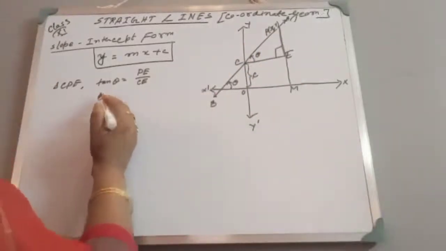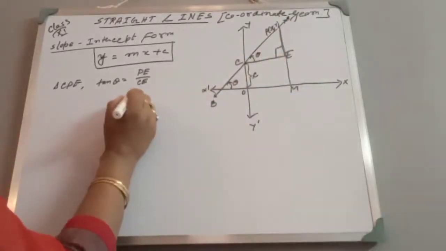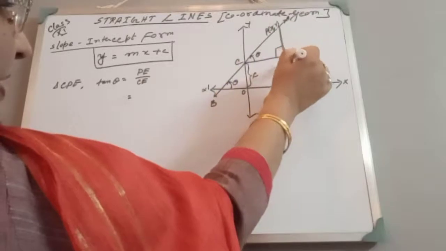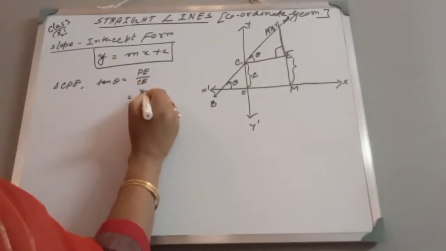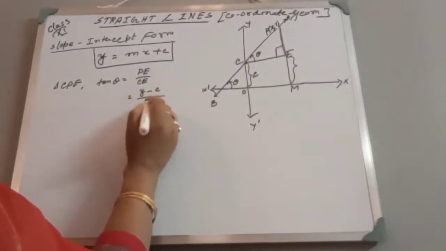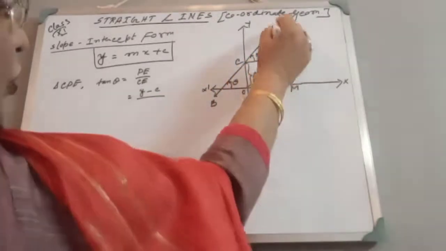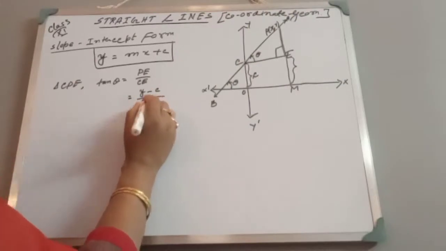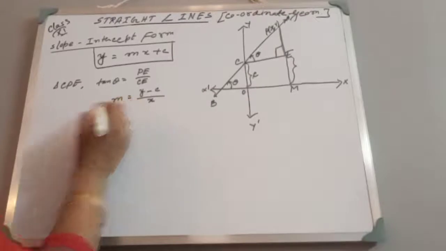So tan theta equals what? Perpendicular by base, that is PE by CE. Now what is PE? This is y and this part is c, the intercepted part from the y-axis. So we will write y minus c divided by CE. CE is the x coordinate of P. So y minus c by x. And tan theta, we know, equals m.